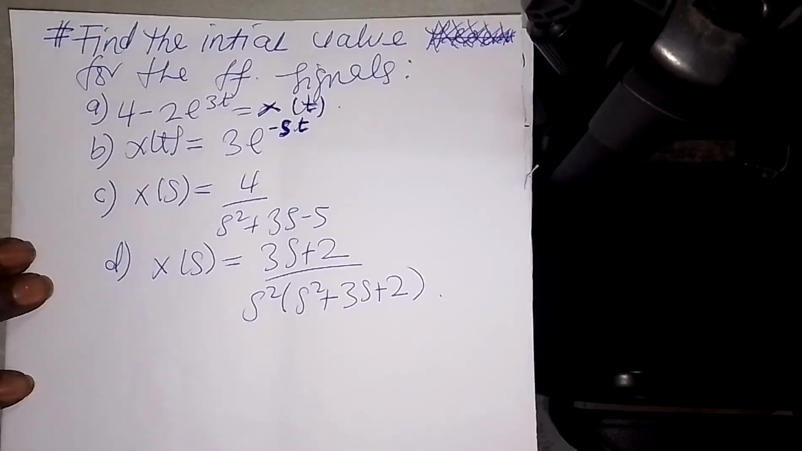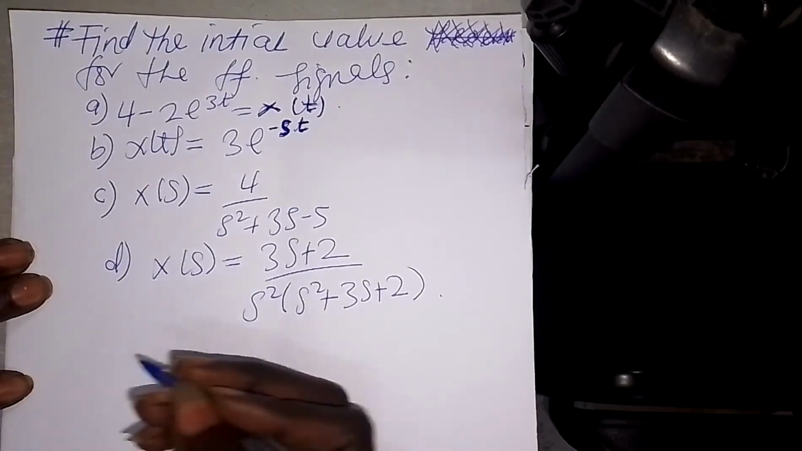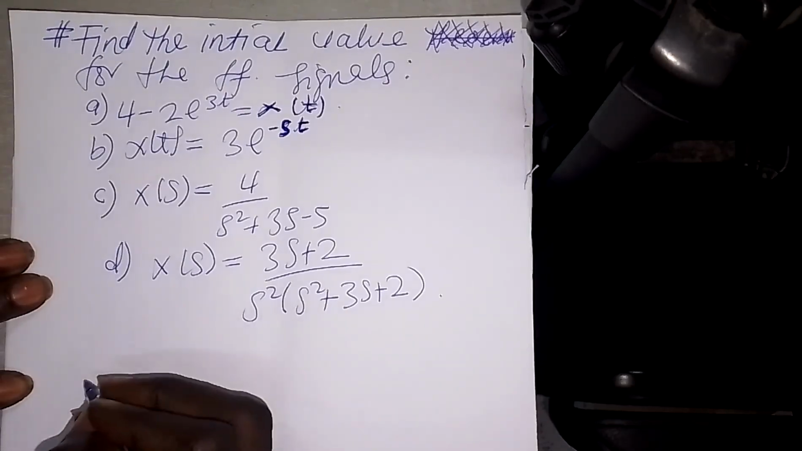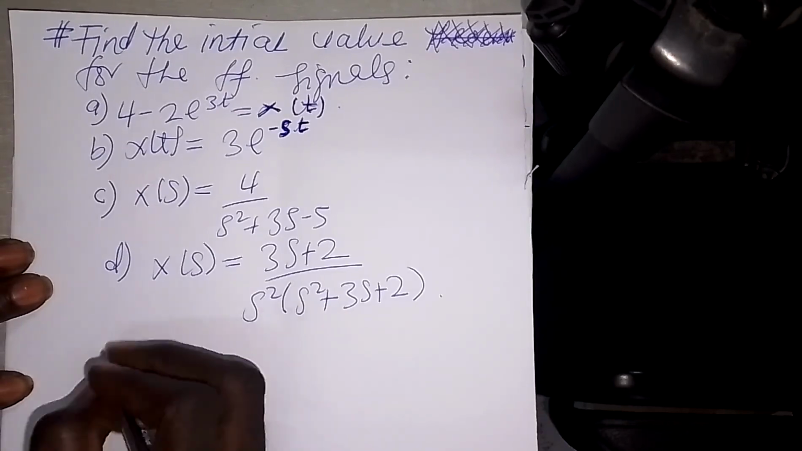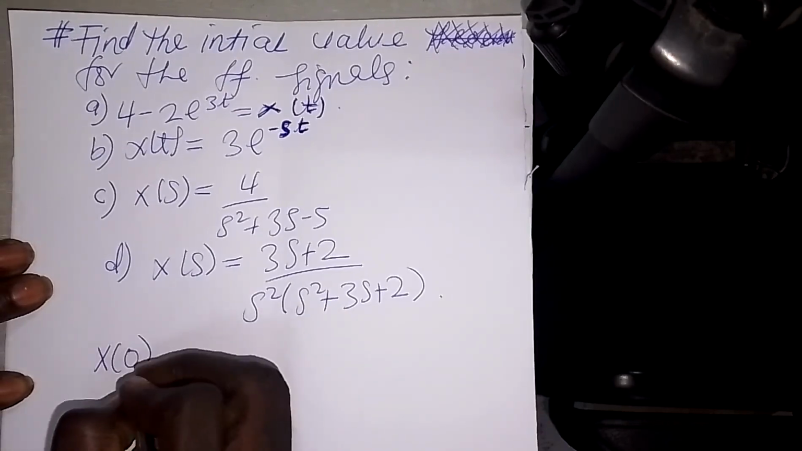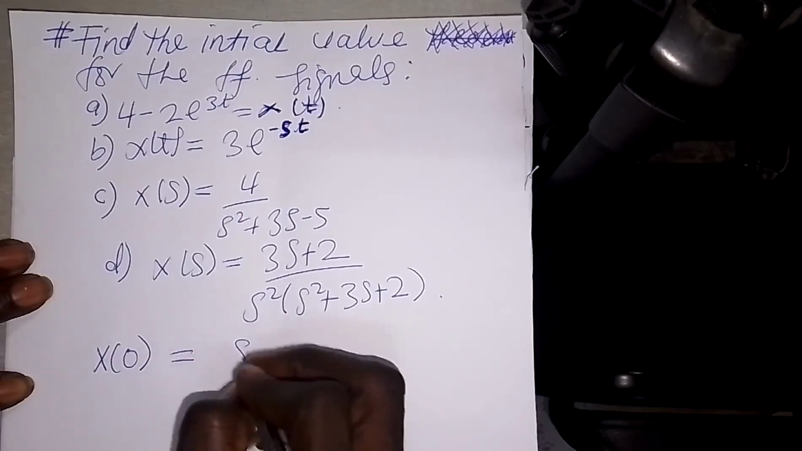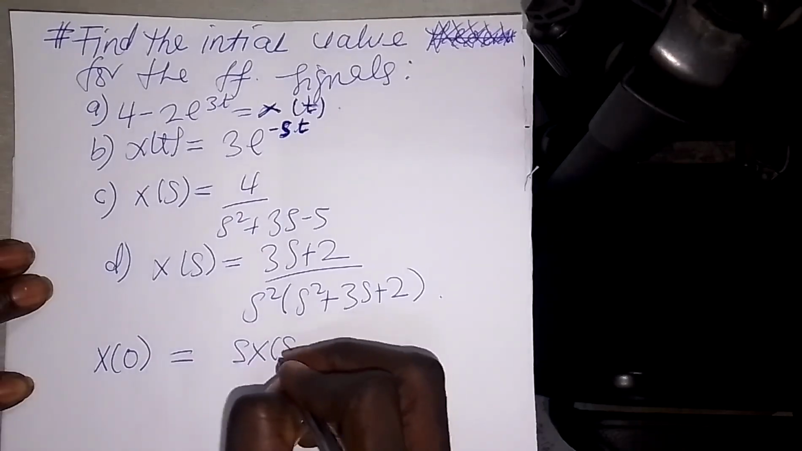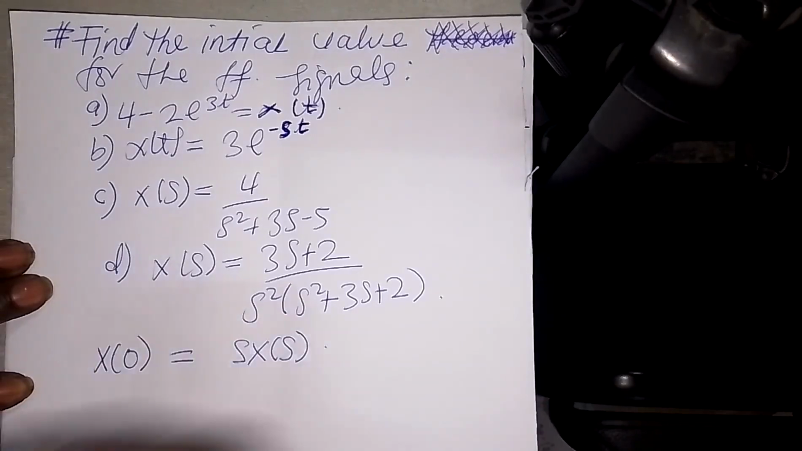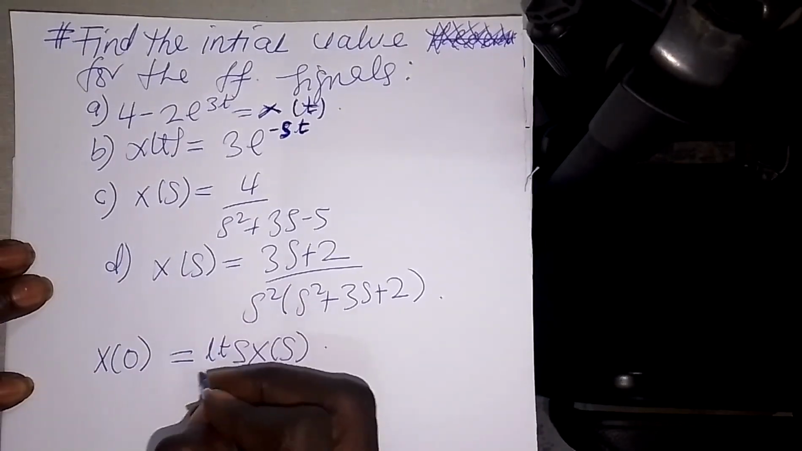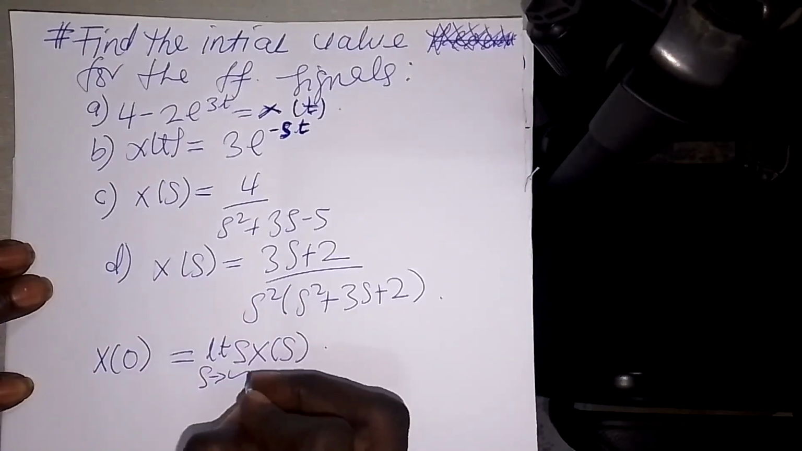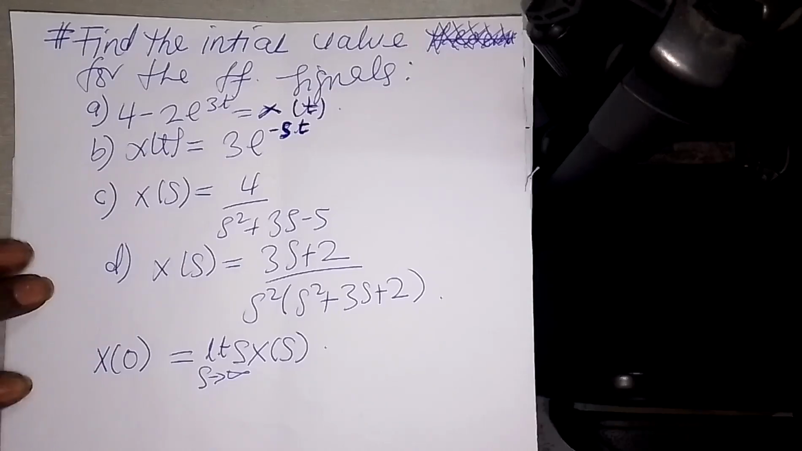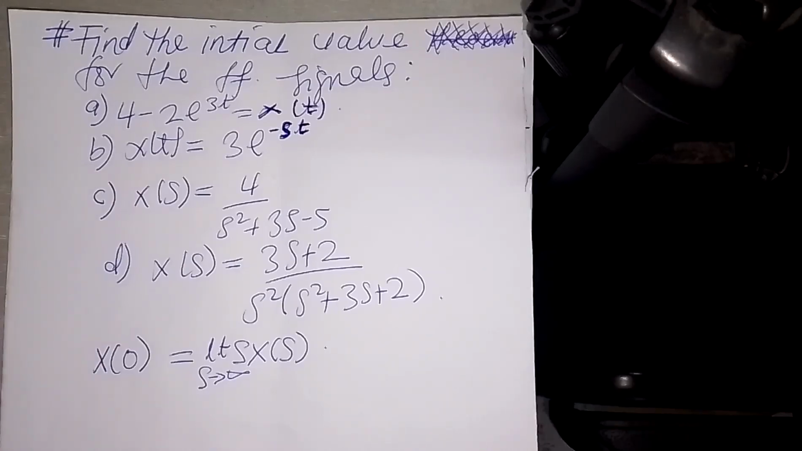Let's take a look at these signals and then find their initial values. Here we're going to use the initial value theorem. And what is the initial value theorem? The initial value theorem says that x of 0 is equal to the limit as s approaches infinity of s times X of s. This is the theorem that we're going to adopt to solve these questions.